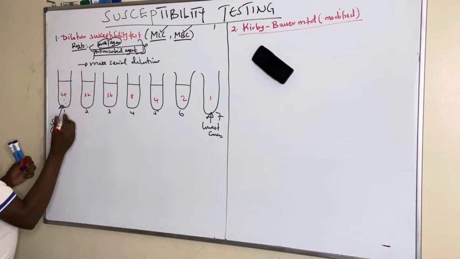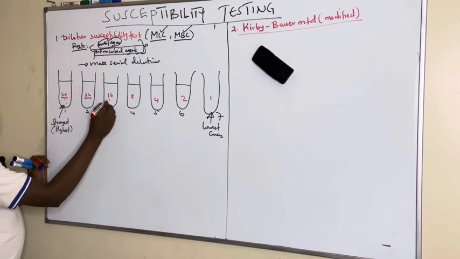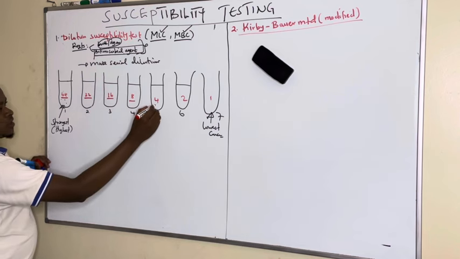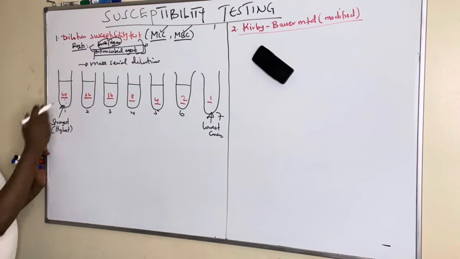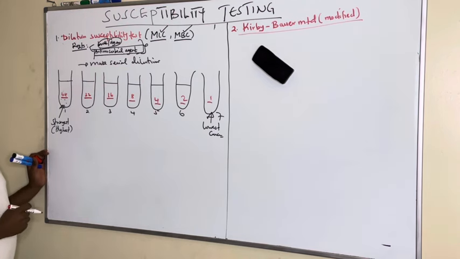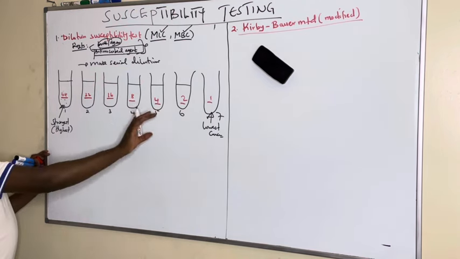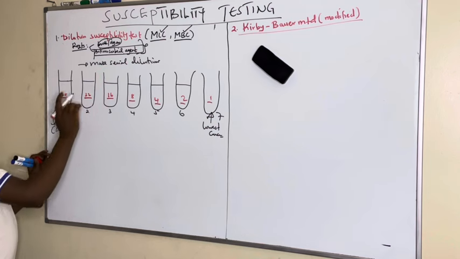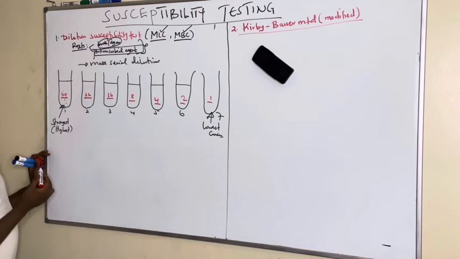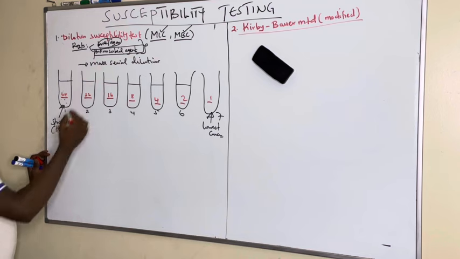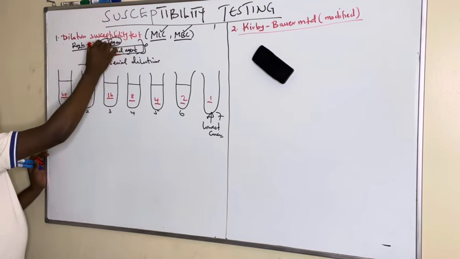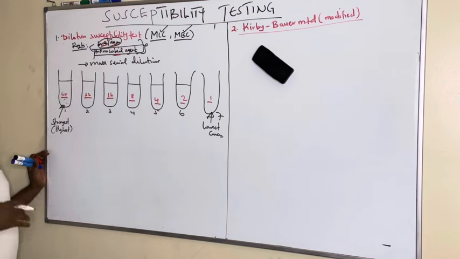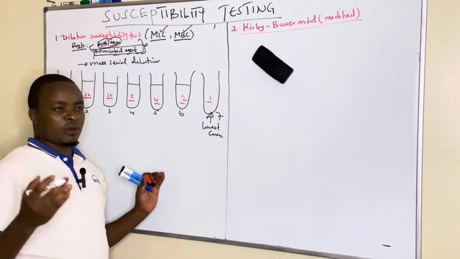the one with concentration 64, then 32, 16, 8. We keep reducing until we go to 1, and we can even go further. After making these serial dilutions of the antimicrobial agent, remember we were diluting this agent using the broth or agar, so it can support the growth of microorganisms.